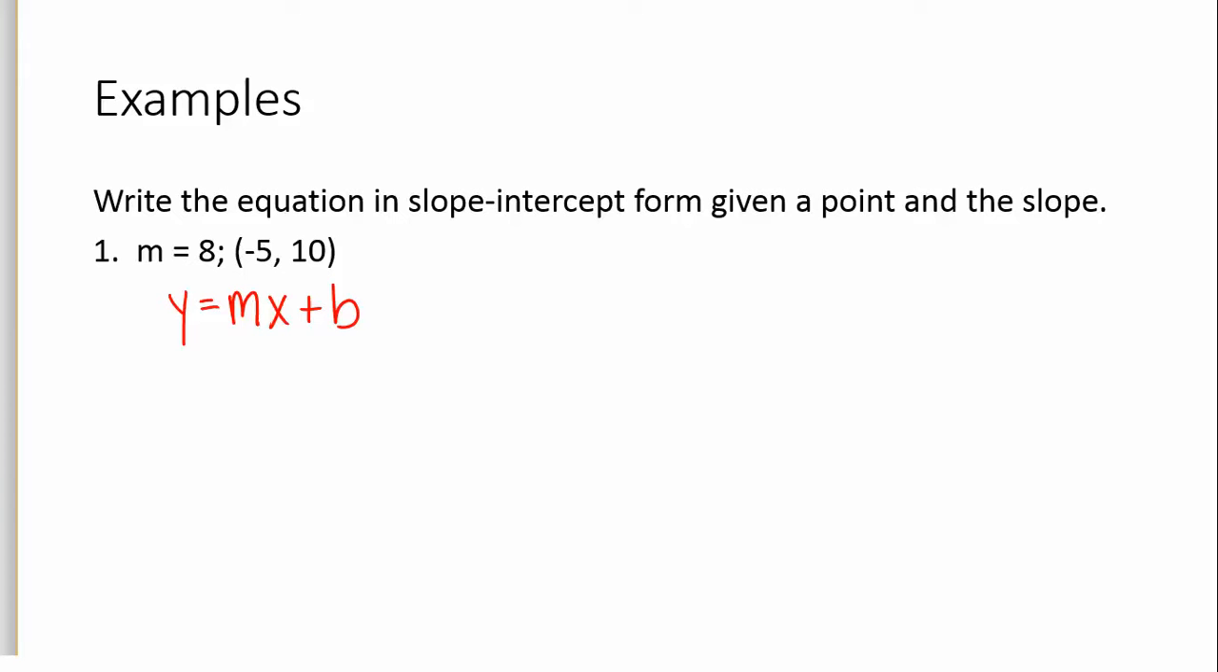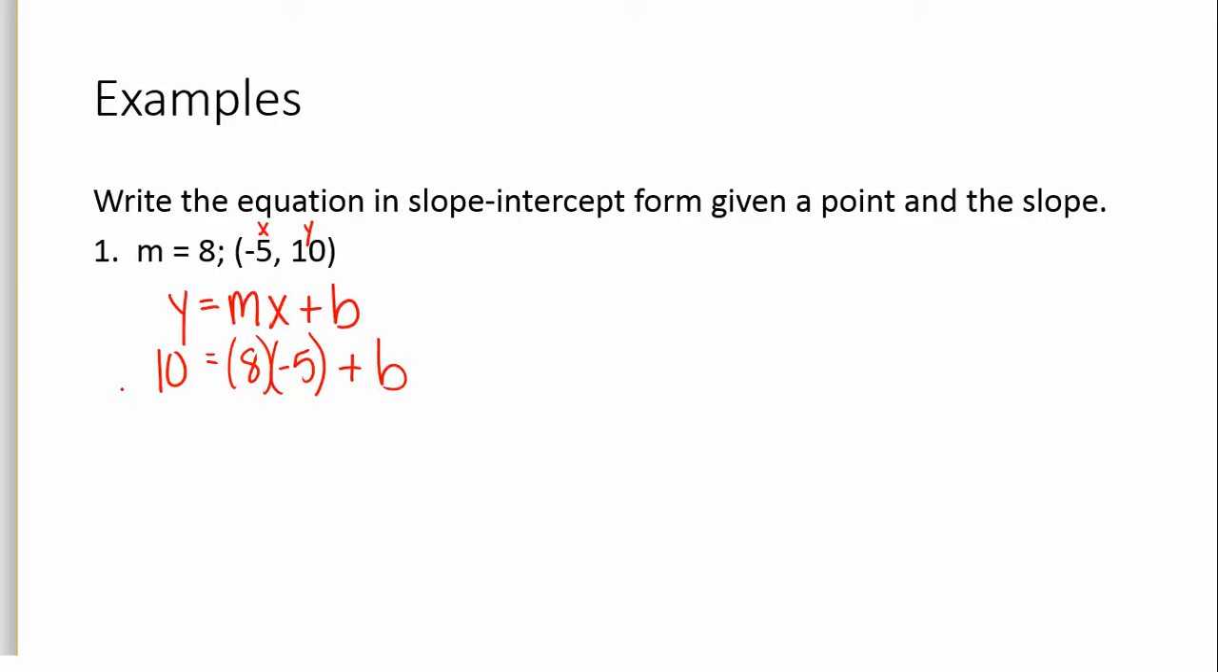So here's what we're going to do. First, remember that an ordered pair is x and y. And we are going to plug in the 8, the negative 5, and the 10 for m, x, and y. Watch what happens when I do that. So y from the ordered pair is 10. The slope is 8. And the x from the ordered pair is negative 5.